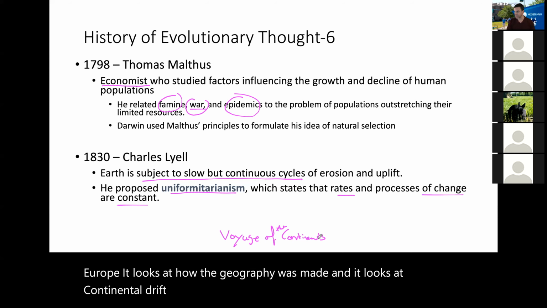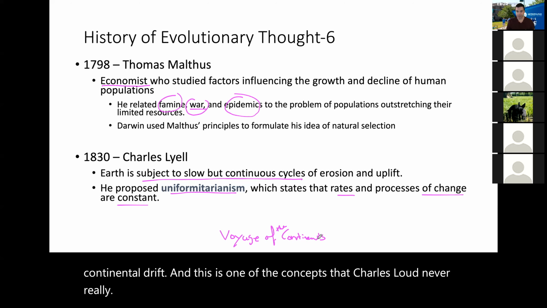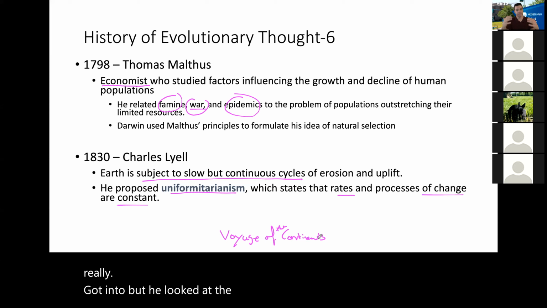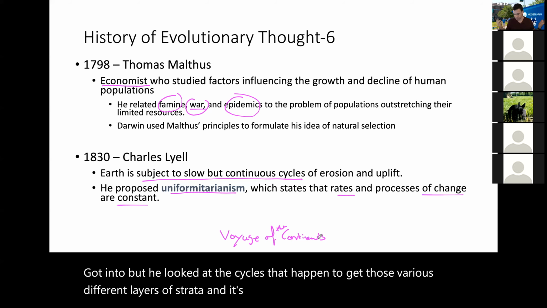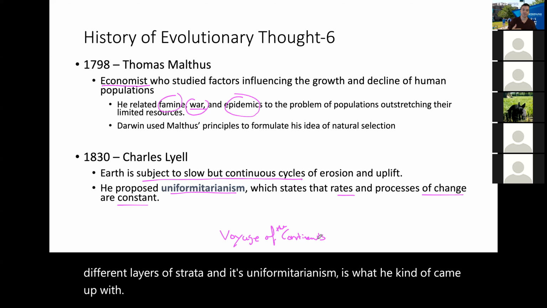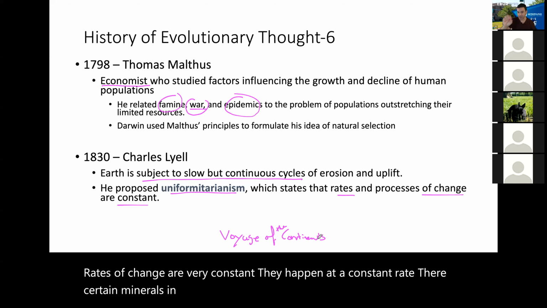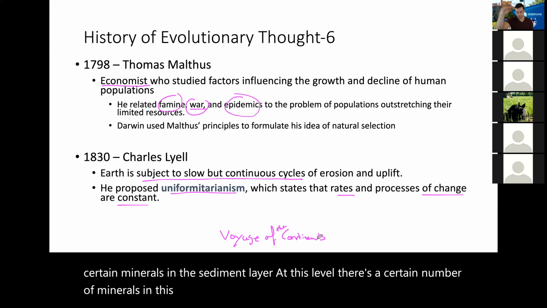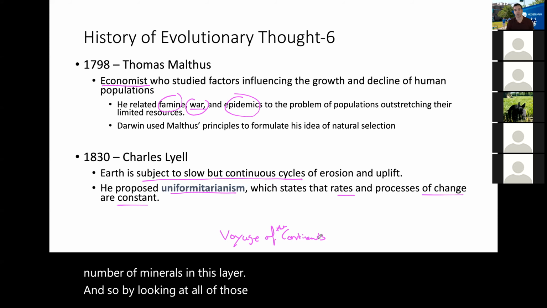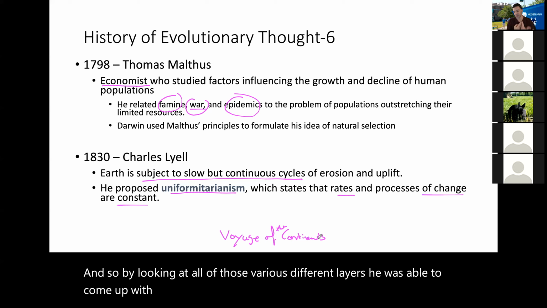And this is one of the concepts that Charles Lyell never really got into, but he looked at the cycles that happen to get those various different layers of strata, and uniformitarianism is what he kind of came up with. Rates of change are very constant. They happen at a constant rate. There's certain minerals in the sediment layer at this level. There's a certain number of minerals in this layer. And so by looking at all of those various different layers, he was able to come up with this constant, slow, methodical rate of change.